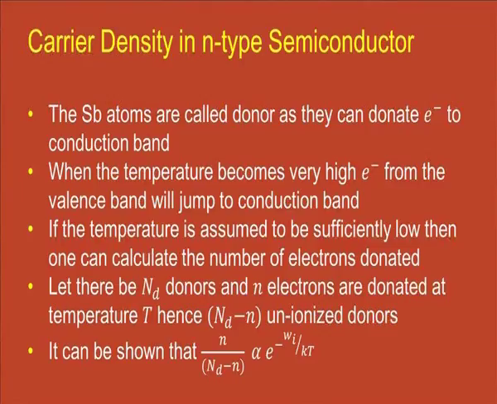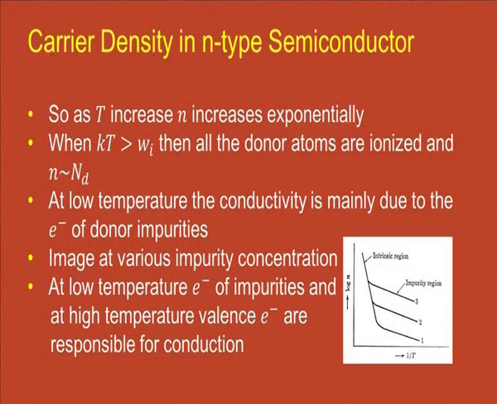Now, if we assume Nd to be the number of donor atoms and small n is the number of electrons donated at a given temperature T, then Nd minus n will be the number of unionized donors. And it can be shown that small n divided by Nd minus n is proportional to exponential minus omega I by kT, where omega I is the energy gap between the donor energy level and the conduction band energy level. So, as temperature increases, n also increases exponentially.